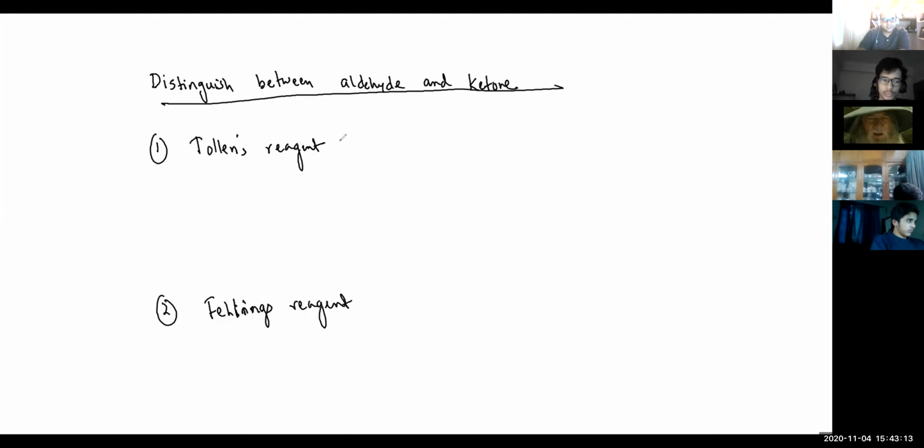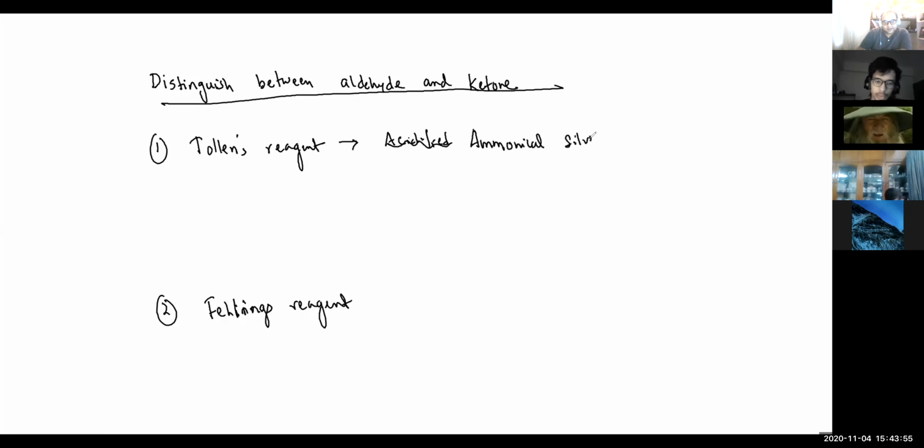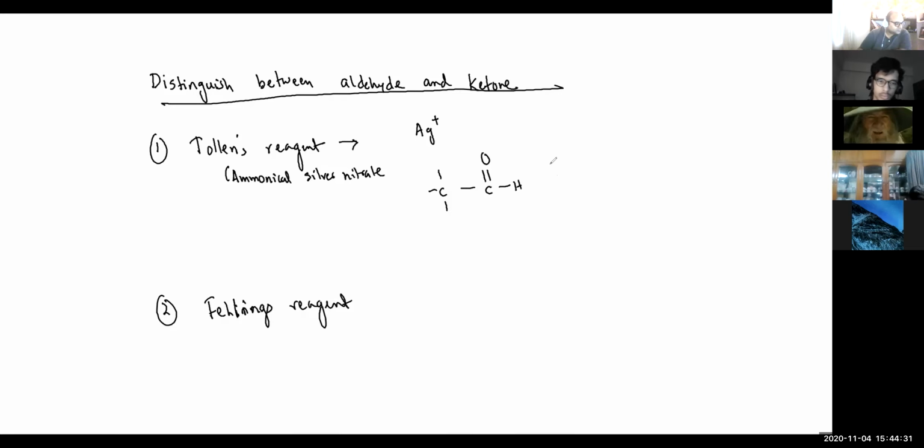So Tollens reagent is basically ammoniacal silver nitrate. Just remember, it is a silver ion. So when you have an aldehyde, what is aldehyde? CH3, C double bond O, H. Plus, since it's ammoniacal, it is slightly alkaline.